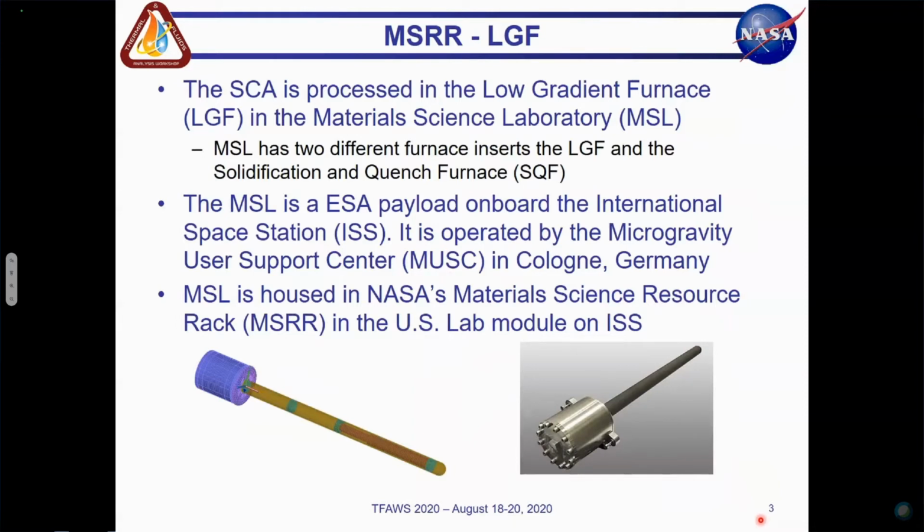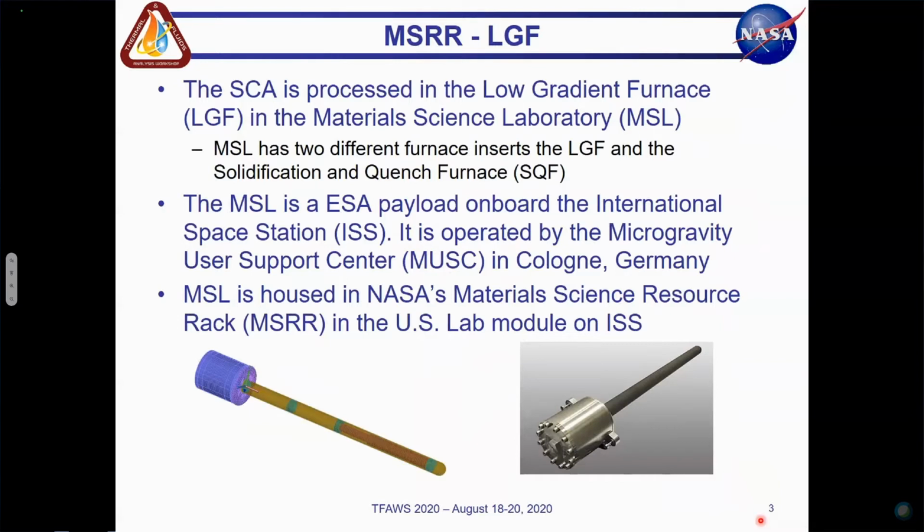So first, what is a SACA? We'll talk a little bit about what a SACA is, where it is processed, and some information about it. The SACA is processed in the low gradient furnace, which is the LGF, and in the Material Science Laboratory, the MSL. The Material Science Laboratory has two different furnace inserts, the LGF, the low gradient furnace, and a solidification and quench furnace, the SQF. The MSL is an ESA payload, the European Space Agency. It's a payload that's on the International Space Station right now.